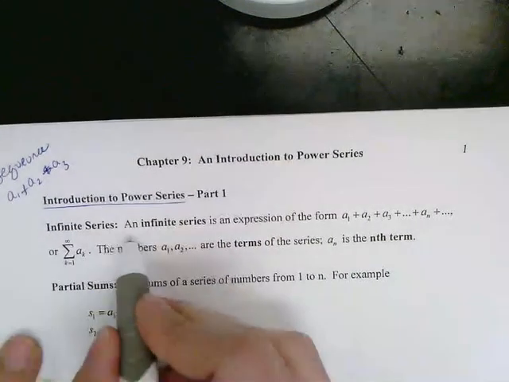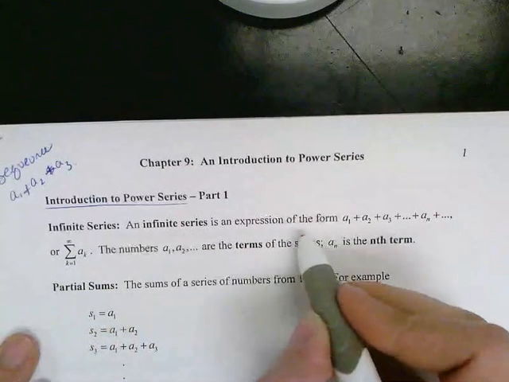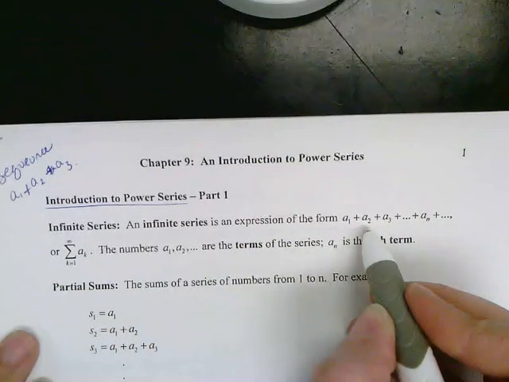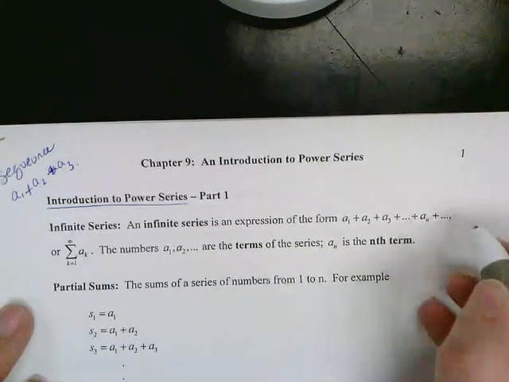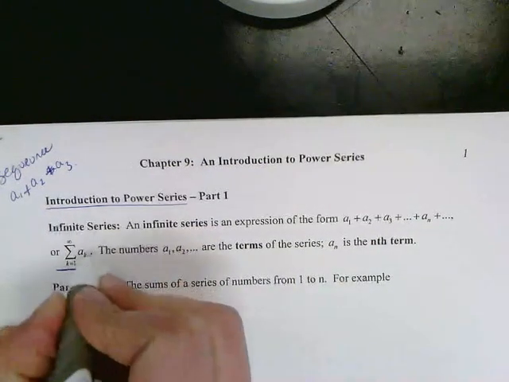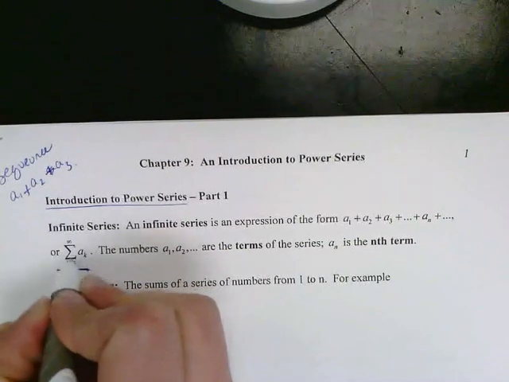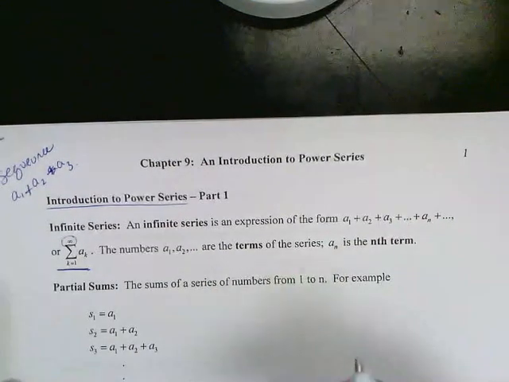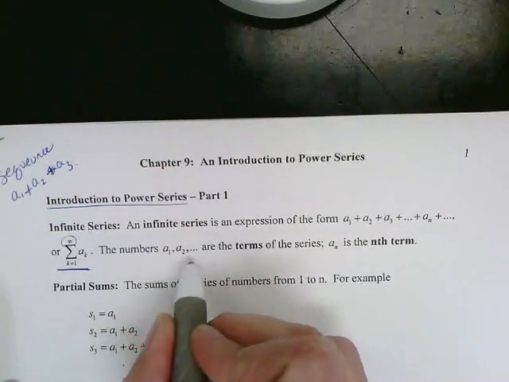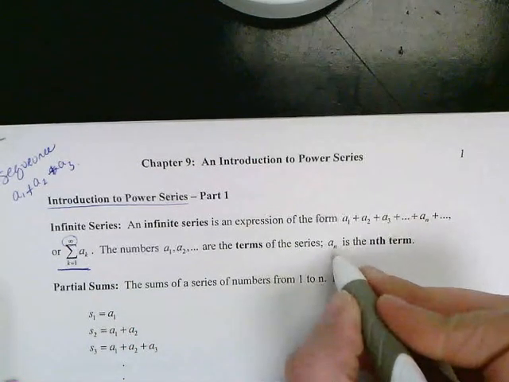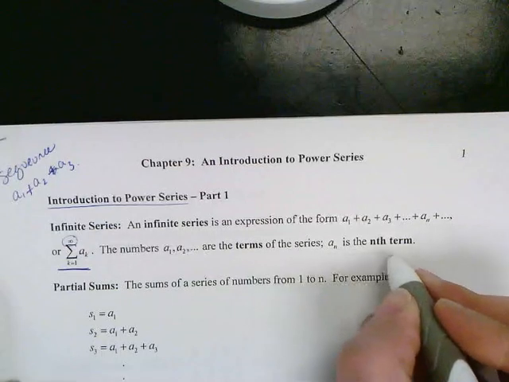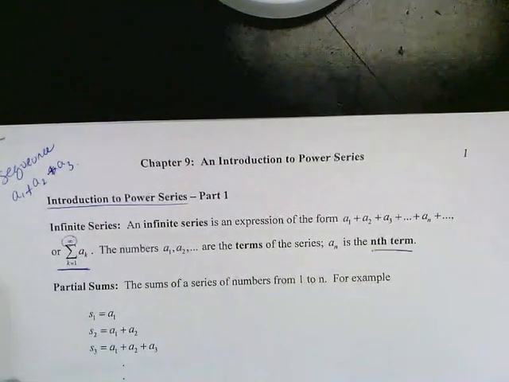All right, infinite series. An infinite series is an expression of the form A1 plus A2 plus A3, and so on, all the way to An. Or another way to write it is the sum of Ak, where k starts at 1 and goes all the way to infinity. The numbers A1 and A2 are the terms of the series, and An is the nth term, whatever that may be.